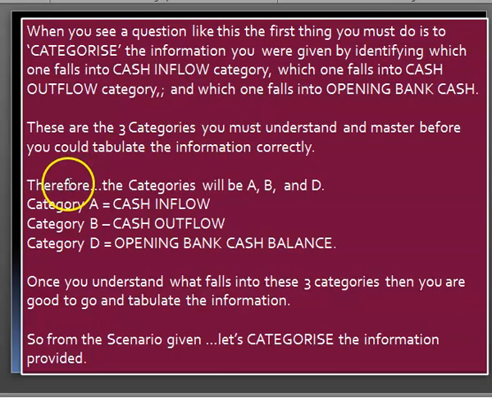Yes, so now we're going to categorize A, B, and D for the information given about Sue and Peter. Okay, so A, like I said, is the cash inflow category, B is cash outflow, and D is the opening bank cash balance, which is the amount they have in their purse or in their account before they started the business. So once you understand what falls into these three categories, you are good to go and tabulate the information. So from the scenario given, let's categorize the information provided.